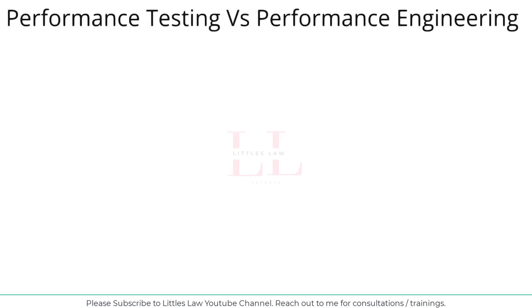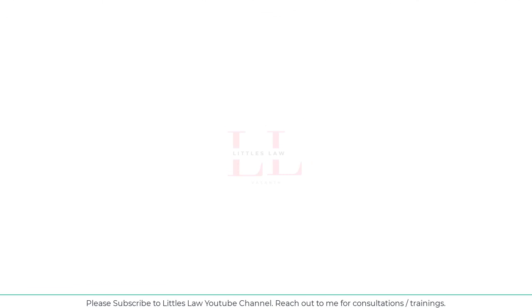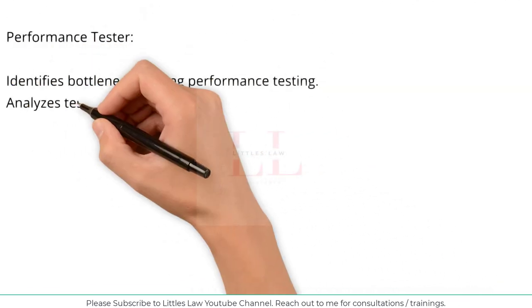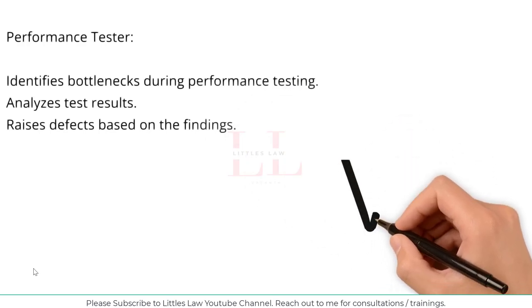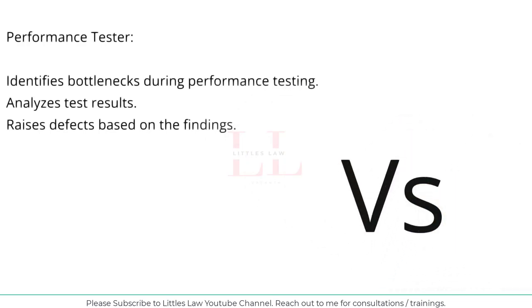So we are still on the performance tester and the difference between the performance tester and the engineer. Say a bottleneck, a point at which the application's performance slows down or fails, is identified during performance testing. The performance tester's role is to analyze the results to understand where and when the issue occurs, document the findings, and raise a defect in the issue tracking system.